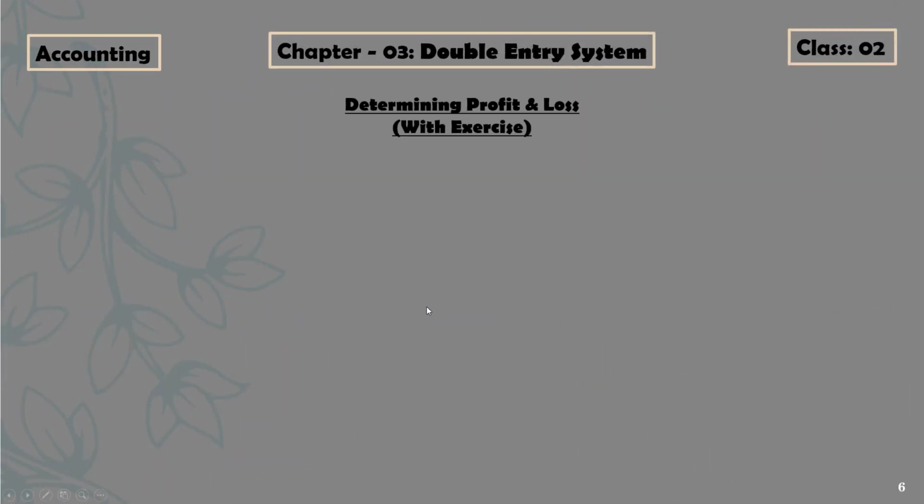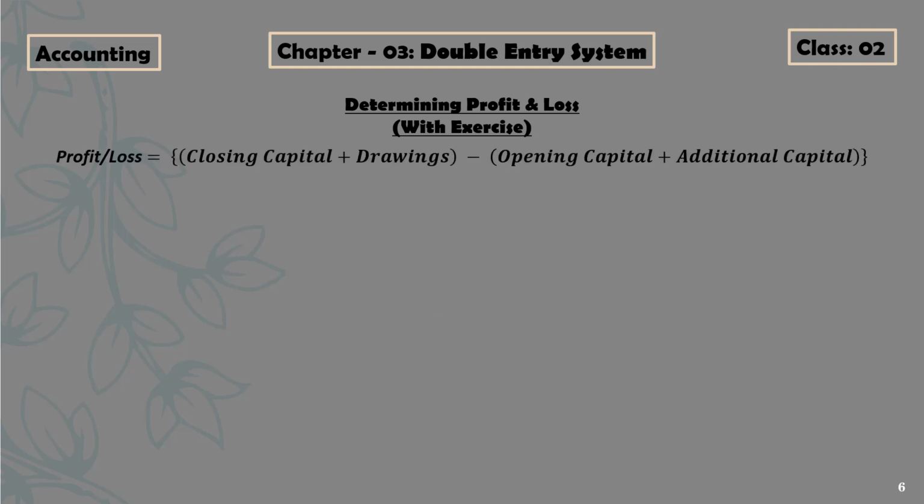Now, determining profit and loss with an exercise. We will learn a very important formula. You need to remember it very carefully, otherwise you will not be able to solve problems on this system. Here is the formula: profit or loss equals closing capital plus drawings, summed up, minus the sum of opening capital and additional capital. You need to remember this formula.